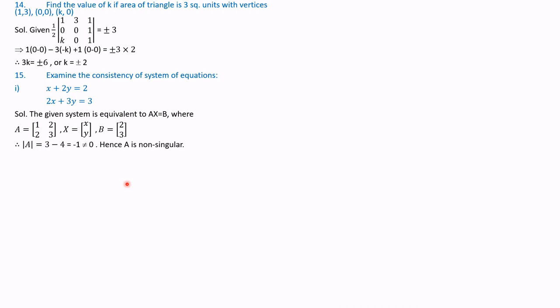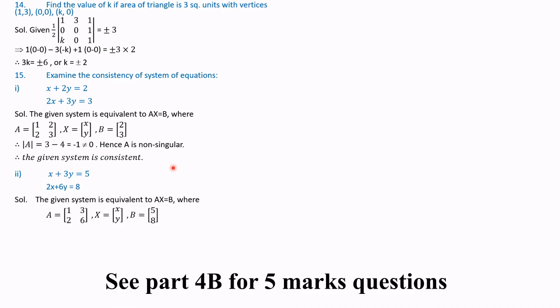And then determinant A is equal to 1 into 3, 3 minus 4, that is equal to minus 1, not equal to 0. Hence, we have to find the value of the determinant A, and we have found in this case it is not equal to 0, hence A is non-singular, hence the system is consistent. There is another similar example where A becomes 0.